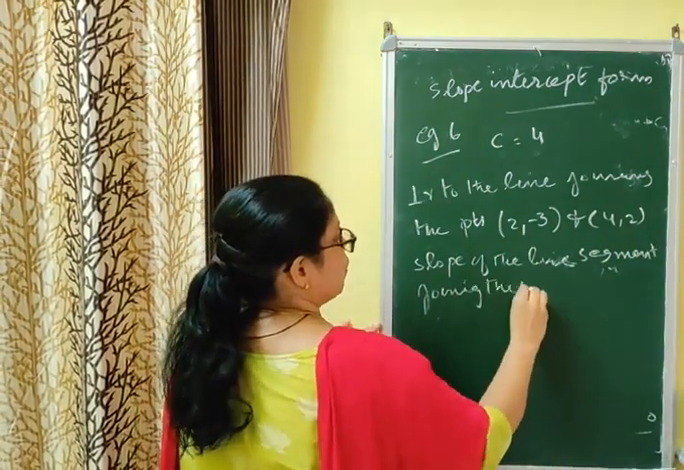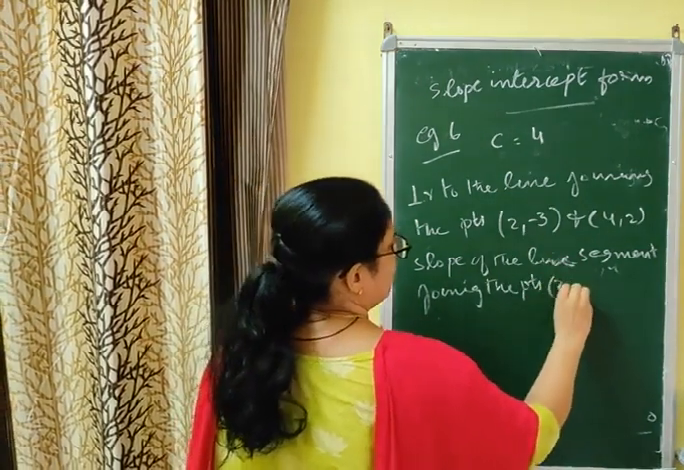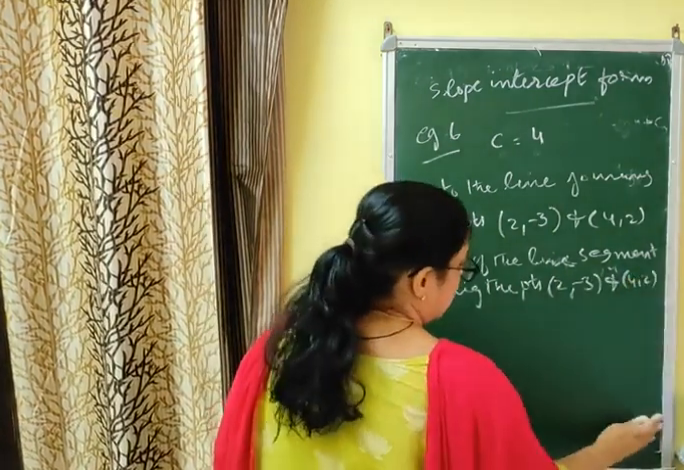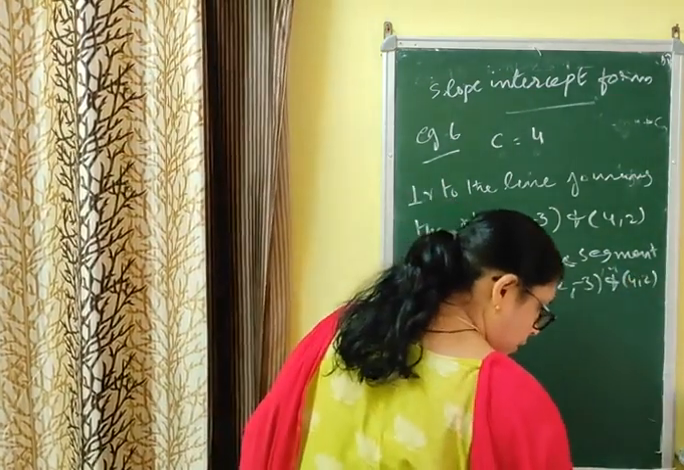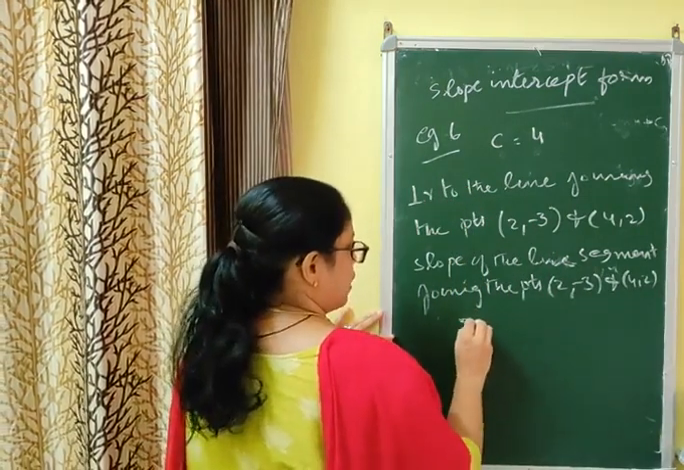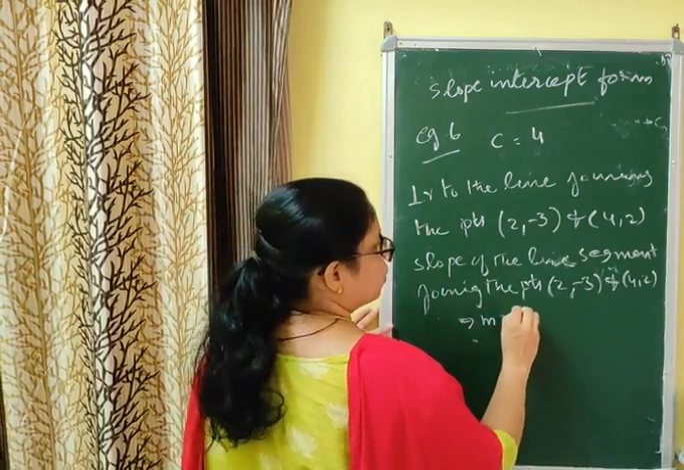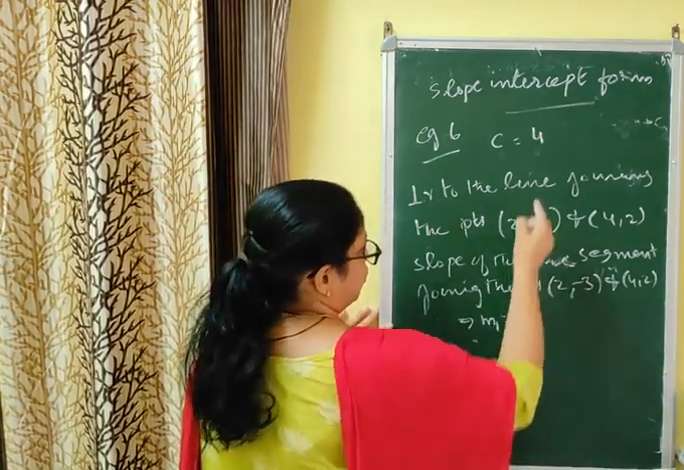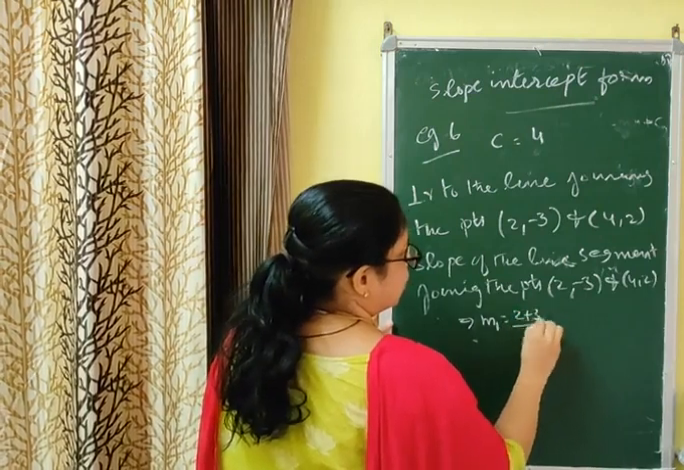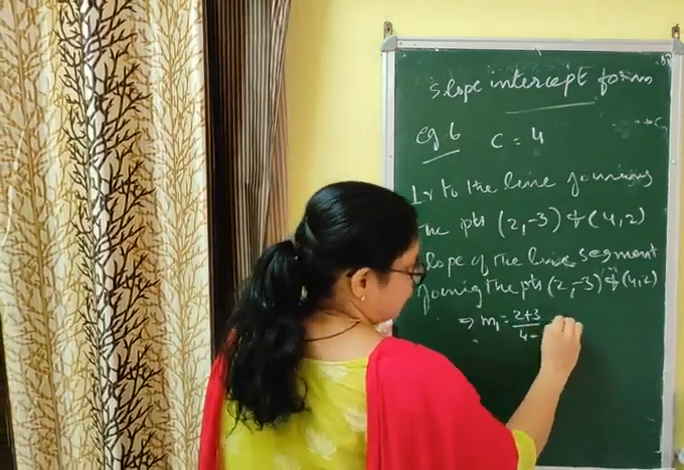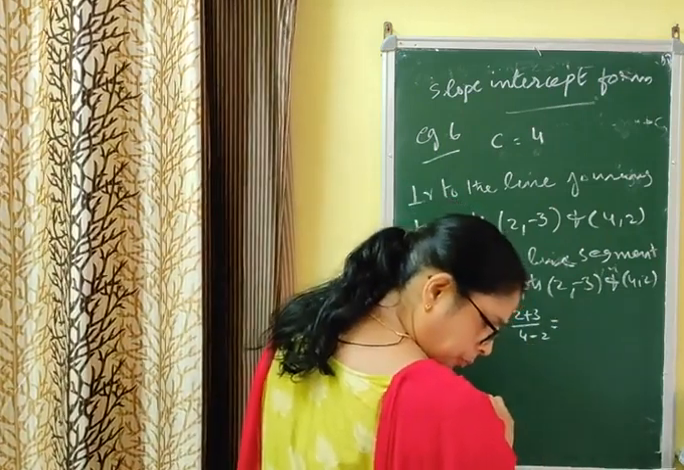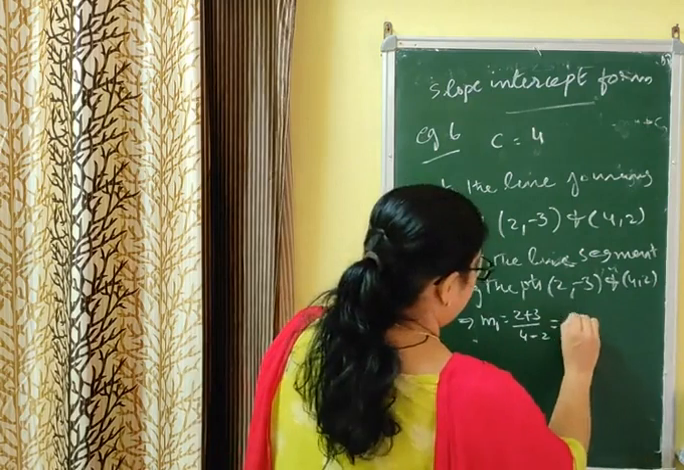What are the points? The points are (2, -3) and (4, 2). By the formula (y2 - y1) upon (x2 - x1), the slope can be written as m. Let it be m1, because we have to consider the slope of the required line as m. m1 = (2 + 3) upon (4 - 2), that is equal to 5 by 2.